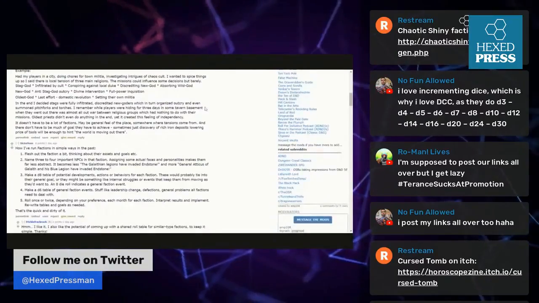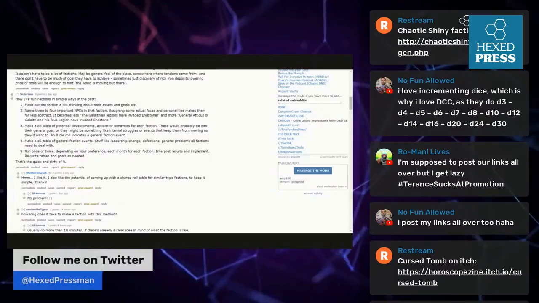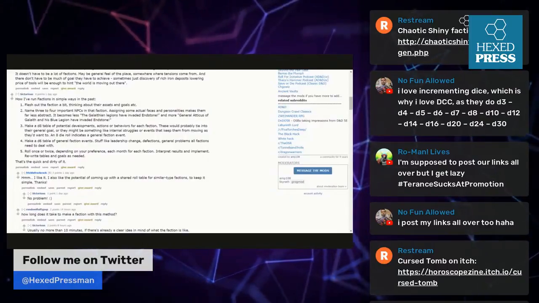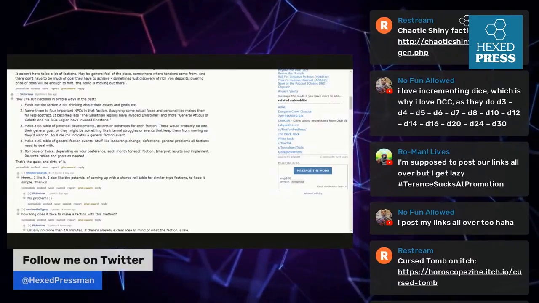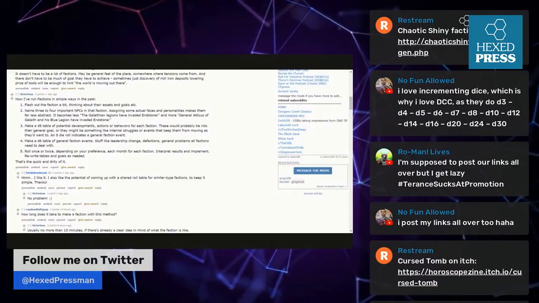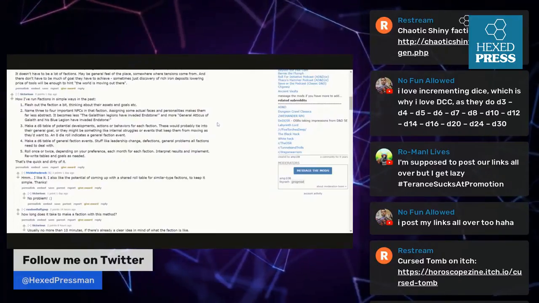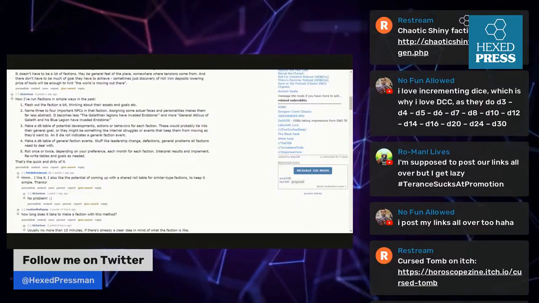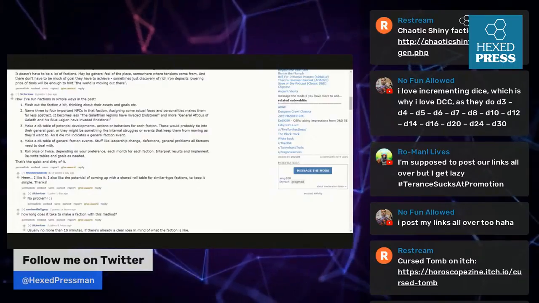Let's see, Sectorious. This will maybe be the last one that I read out of this one. How I've run factions in simple ways in the past. One, flesh out the faction a bit, thinking about their assets and goals. Name 3 to 4 important NPCs in that faction. Assigning some actual faces and personalities makes them far less abstract. It becomes less the Galathian legions have invaded Endstone and more General Atticus of Galath and his Blue Legion have invaded Endstone.